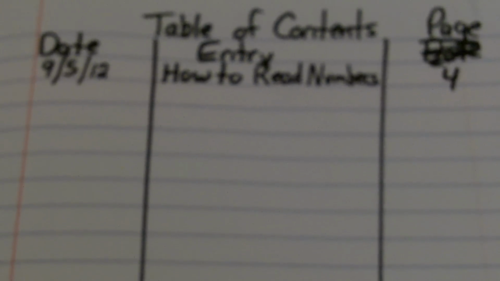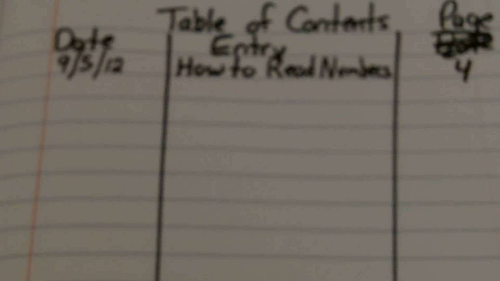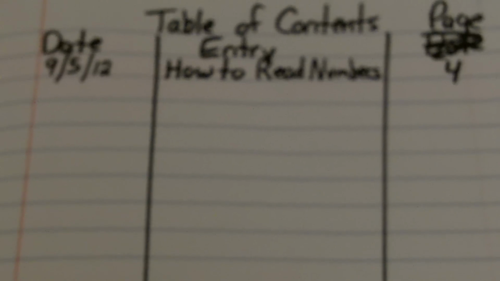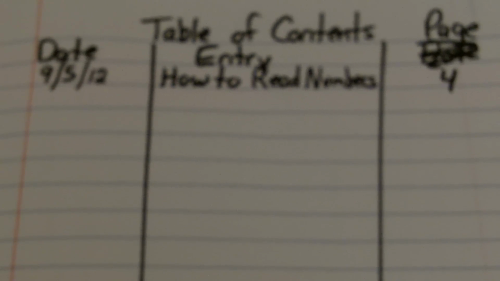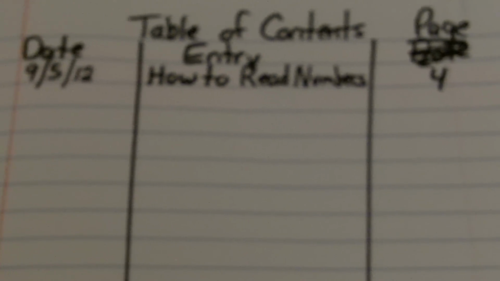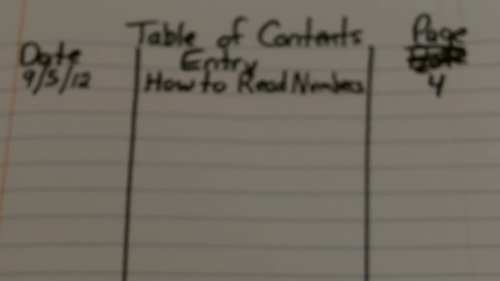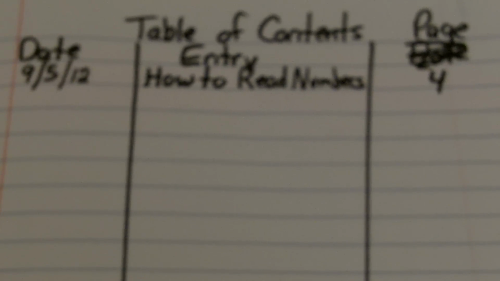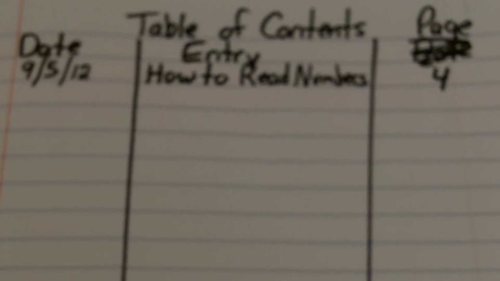For this lesson, you're going to need to add an entry to your table of contents. Put today's date. It may or may not be September 5th, 2012. Your entry is going to be how to read numbers. And your page number, you're going to want to find the next blank page that you have. Mine was 4. Press pause until all of the people in your group have this entry written down in their table of contents.